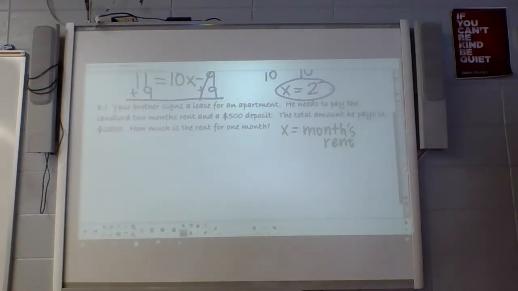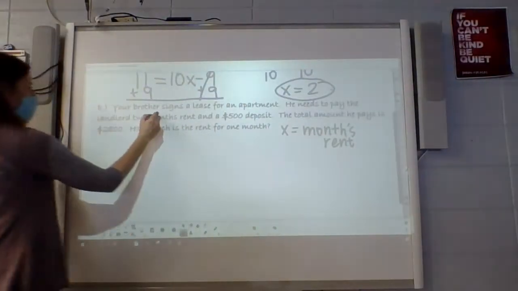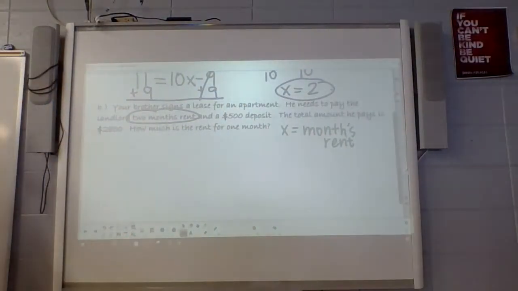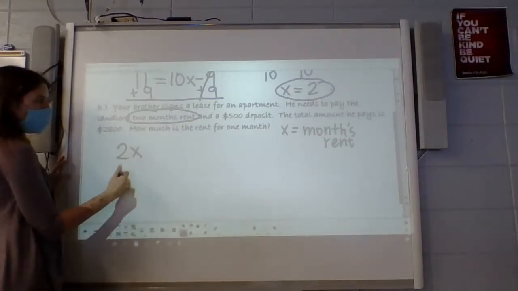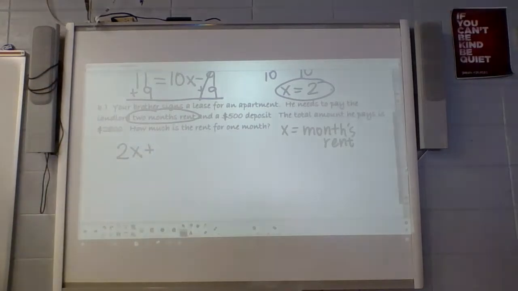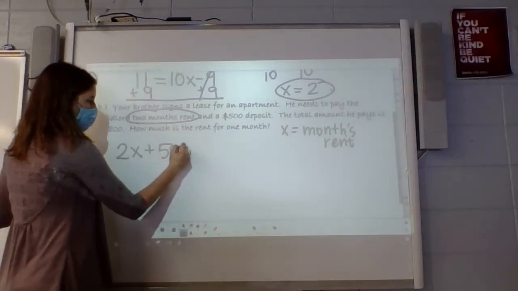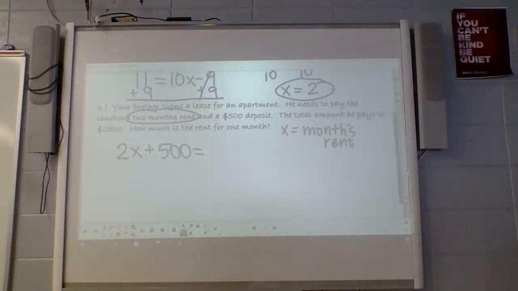And Lauren, I see you setting this up. Can I ask you what you wrote on the right side of the equation? 2x plus 500. So she said 2x, 2 months' rent. If it's 1 month, it's x. If it's 2, it's 2x. But then you have to add that $500 deposit. They call it a security deposit, and it's just a general amount you have to pay. Make sure you don't break the place. And we know it should add up to $2,800.